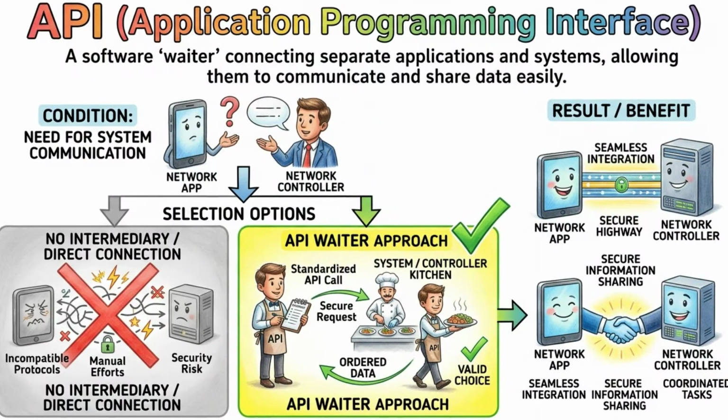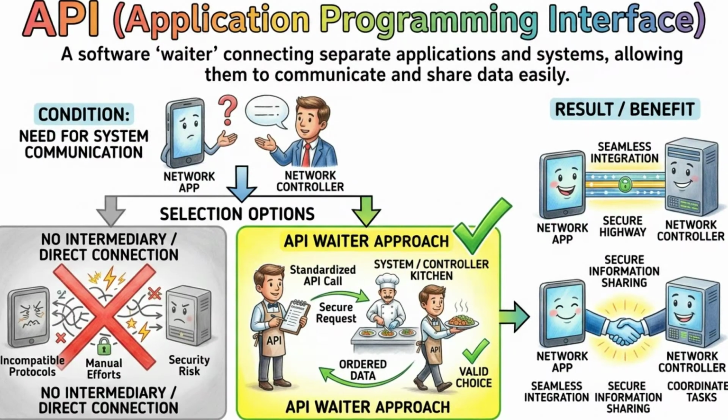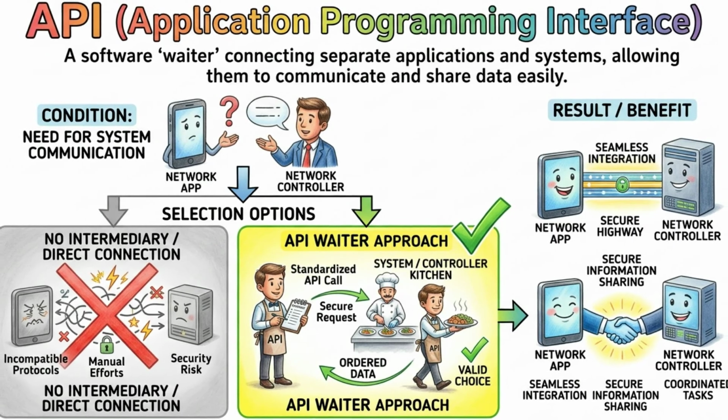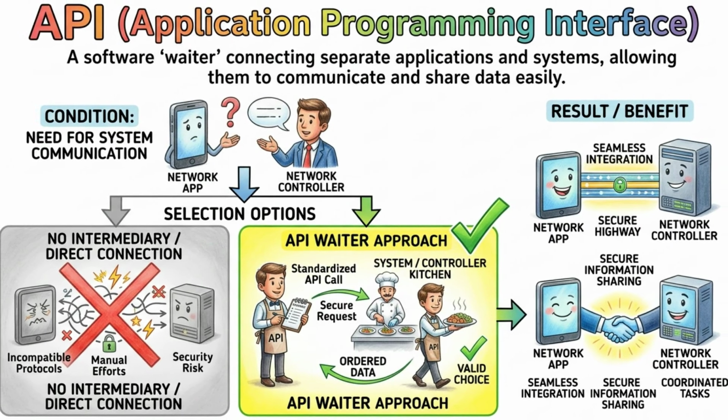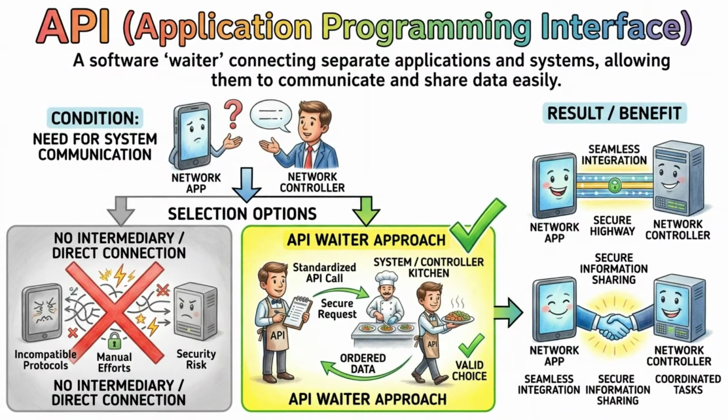The actual mechanism that allows these different software programs and controllers to easily talk to each other over the northbound interface is called an Application Programming Interface, or API. An API acts exactly like a digital waiter in a restaurant, taking your specific data request to the kitchen and bringing the exact information you ordered right back to your table.